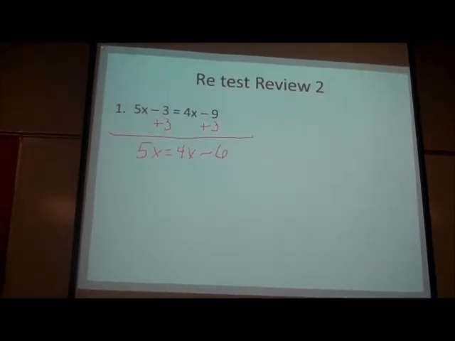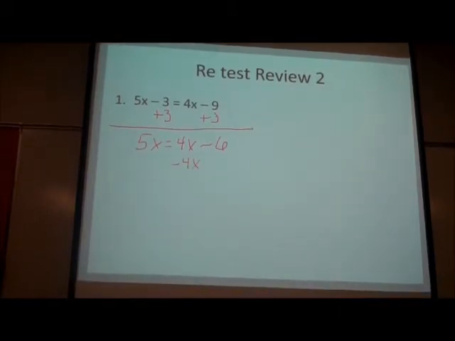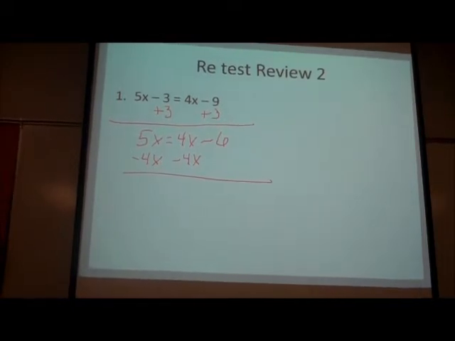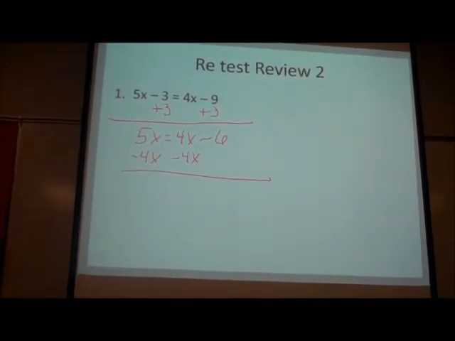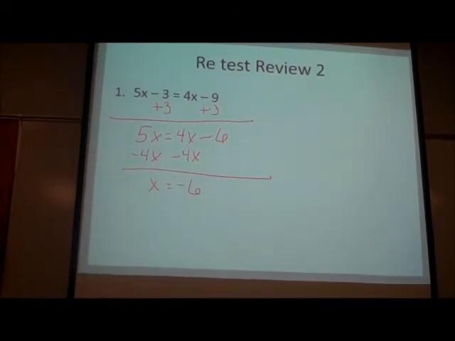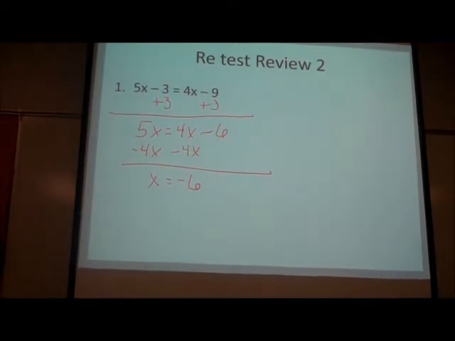So what would my next step be, Josh? Subtract 4x from both sides. That gives me 1x. Remember, I suggest you don't write the 1x, just write x equal negative 6. Questions? Chase, stay with us, please. Everybody understand that one?